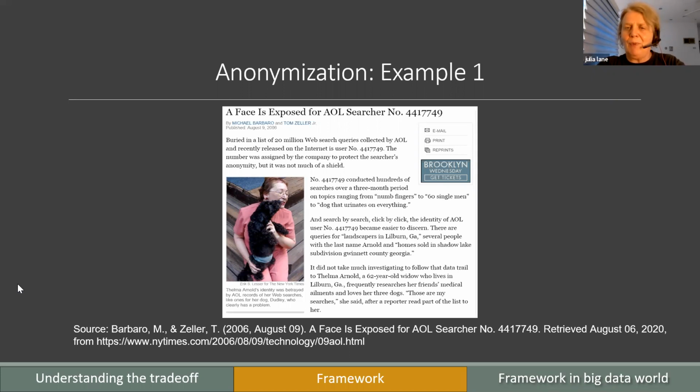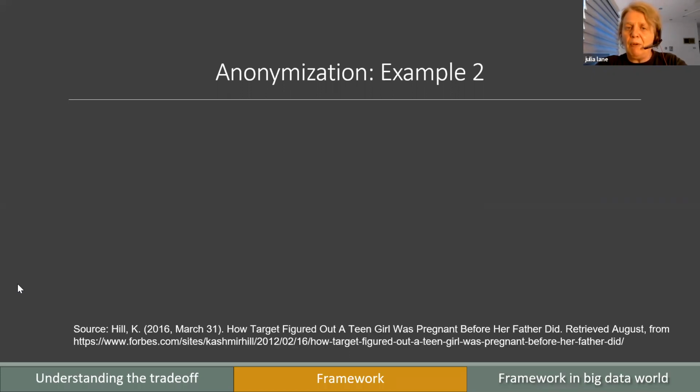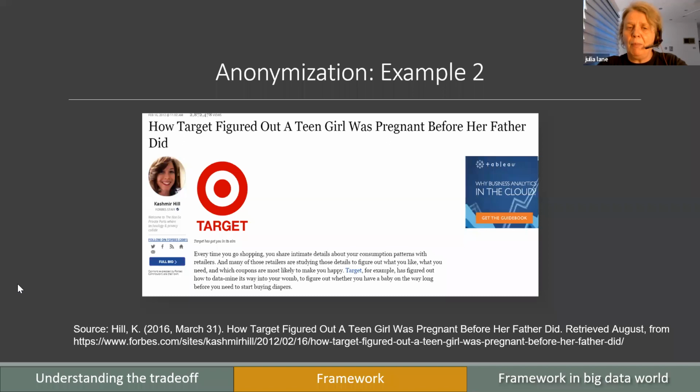And so this was an example from the last decade in which very quickly it was possible to re-identify an individual. You can be re-identified not even from your searches, but you can be re-identified from the behavior of your friends.